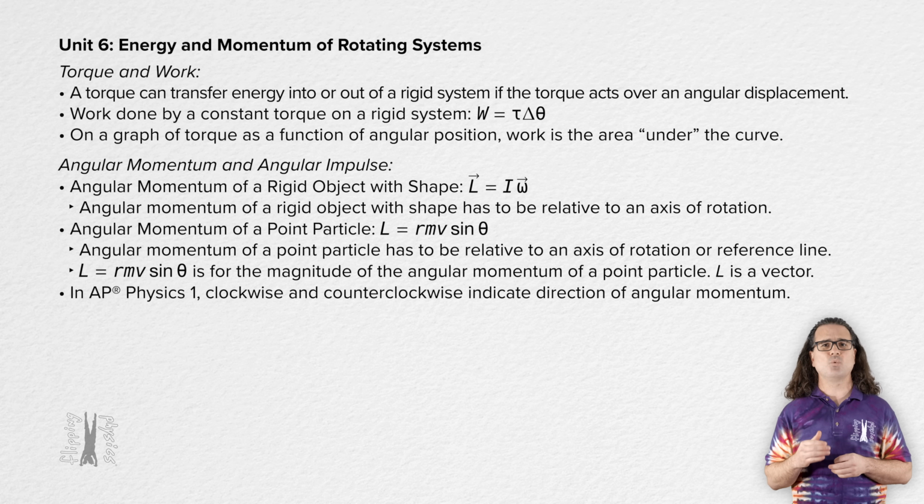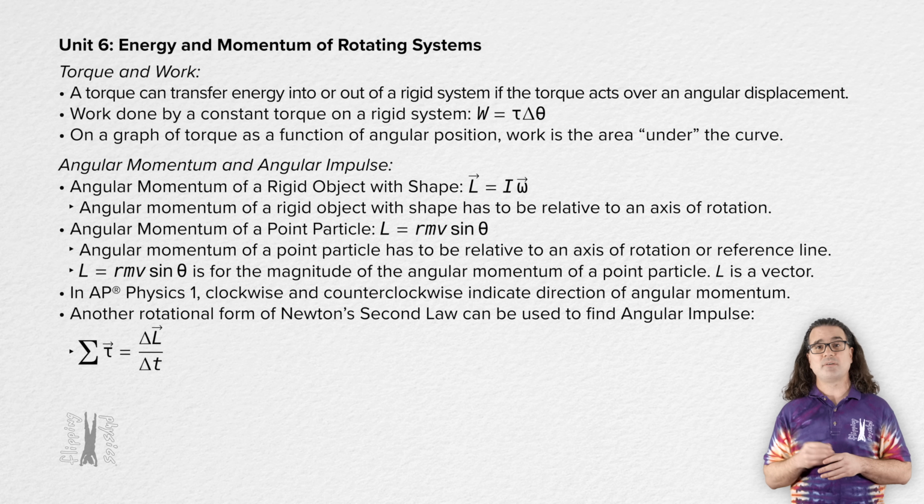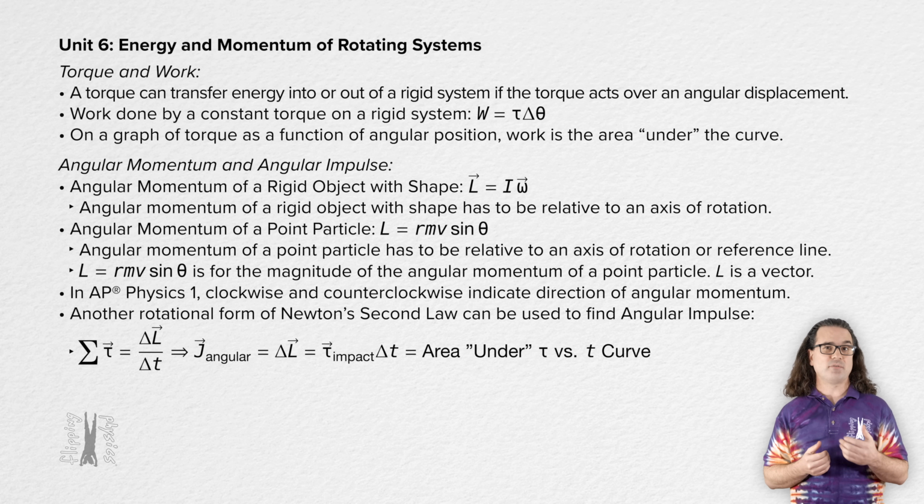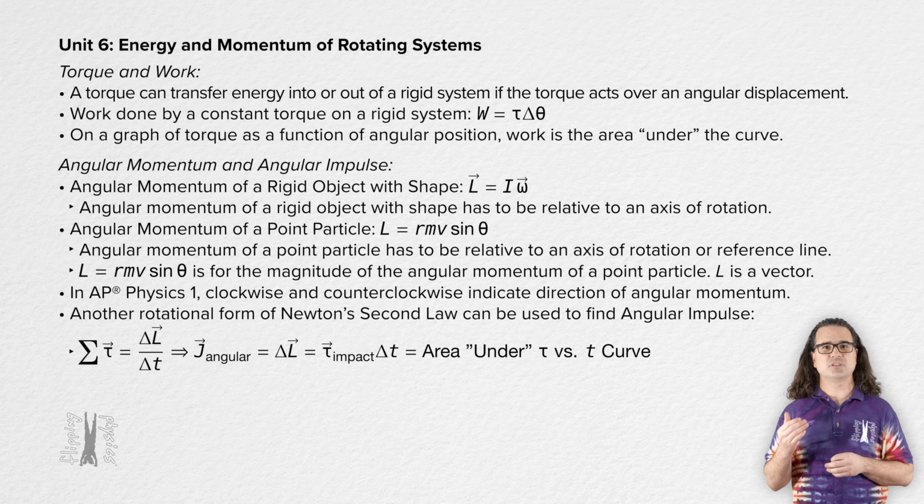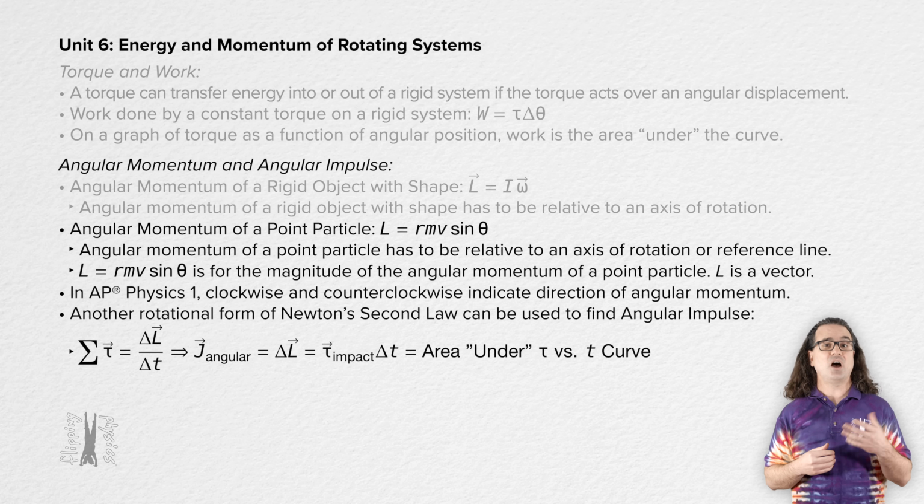Again, in AP Physics, we use clockwise and counterclockwise to indicate the direction of angular momentum. Another rotational form of Newton's second law is net torque equals change in angular momentum over change in time. And when you move change in time over to the other side of the equation, you can see angular impulse equals change in angular momentum, which equals torque times change in time, and that equals the area under a torque versus time curve.